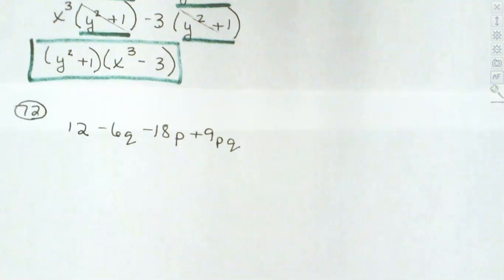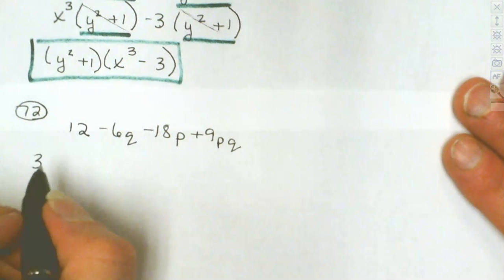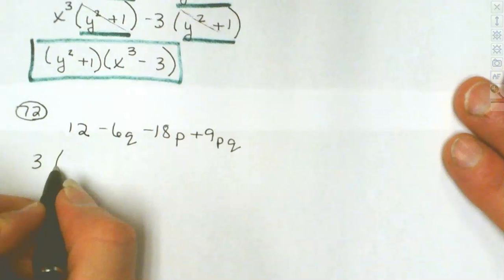Do they have any variable in common? No, right? Because that 12 doesn't have any variable. So all we can factor out is a 3. So factor that 3 out at the beginning. You always need to do that first. Take out the greatest common factor first.